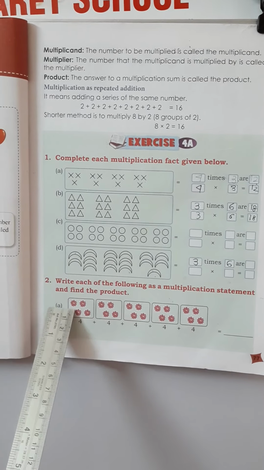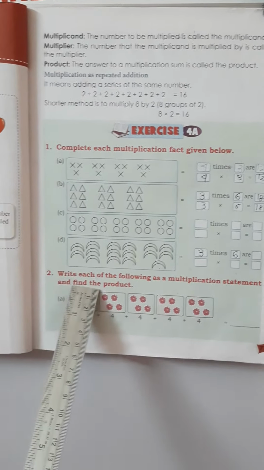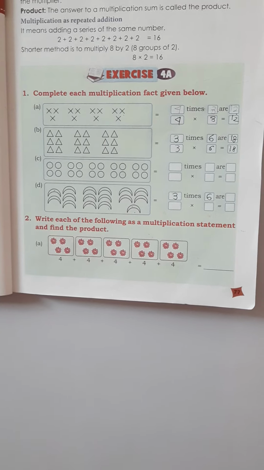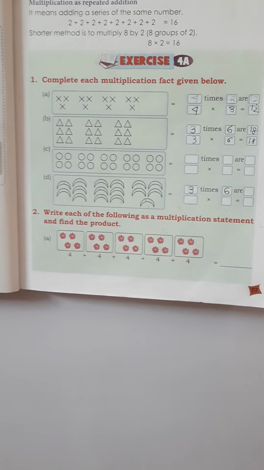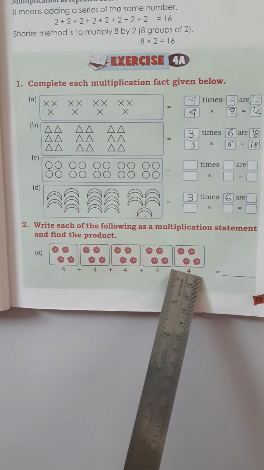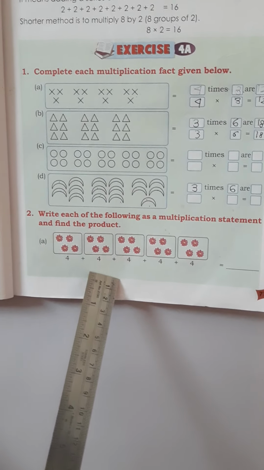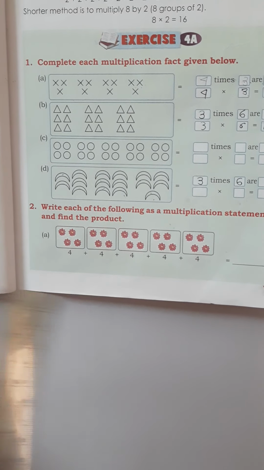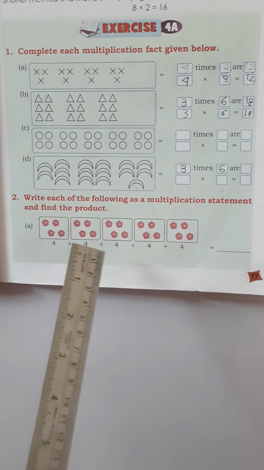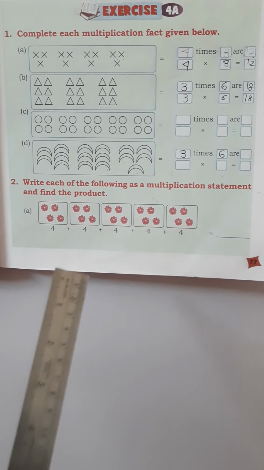Next topic. The instruction given is to write each of the following as a multiplication statement and find the product. Here we have to count the adding series of the same number, which is repeated addition. But here we have to use the shorter method of repeated addition, that is multiplication. So we have to do the multiplication here.